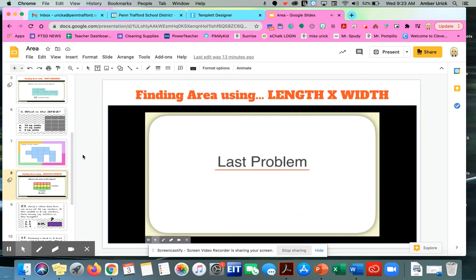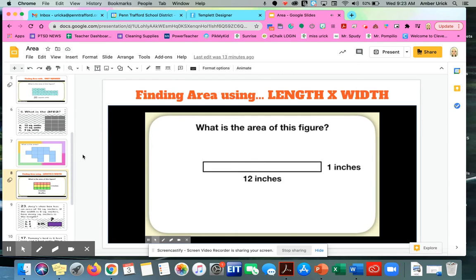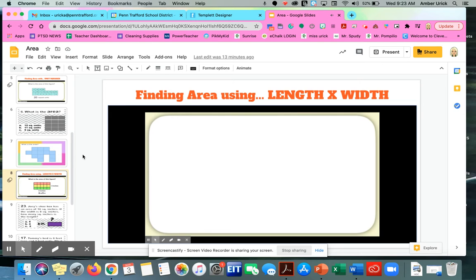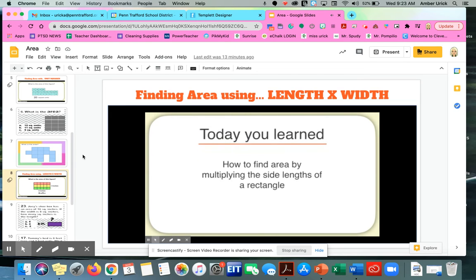And now here's your last problem for this video. What is the area of this figure? This is a rectangle, so we can just multiply 12 times 1 for a total area of 12 square inches. Today you learned how to find area by multiplying the side lengths of a rectangle.